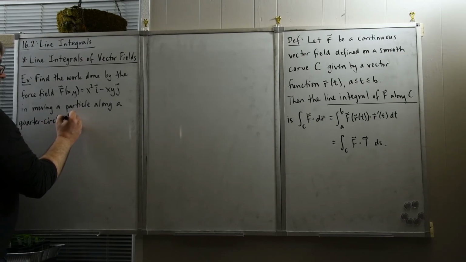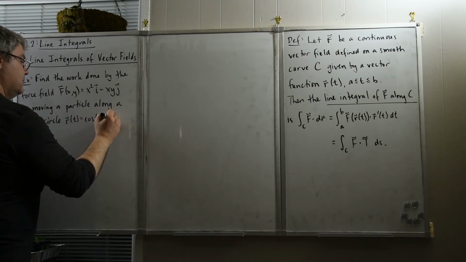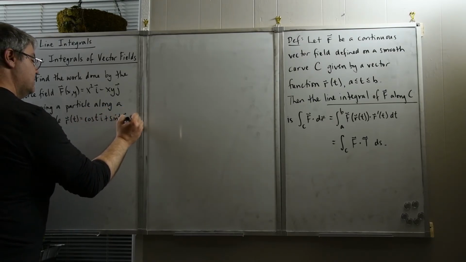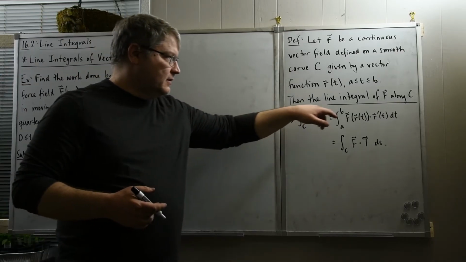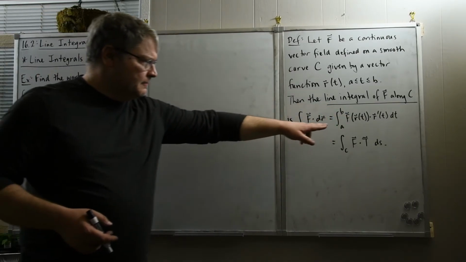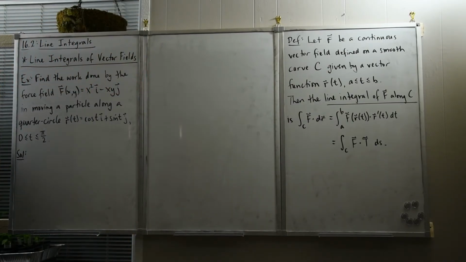And this quarter circle is given to us by r of t is equal to cosine t i plus sine t j, and t is going to range from 0 to pi over 2. So we're going to need to figure out what the work done is, and that's going to be the line integral of F along C, which is our integral from a to b of F of r of t dot r prime of t dt. So let's go ahead and figure out what F of r of t is.